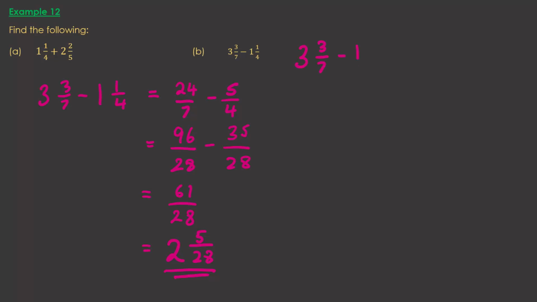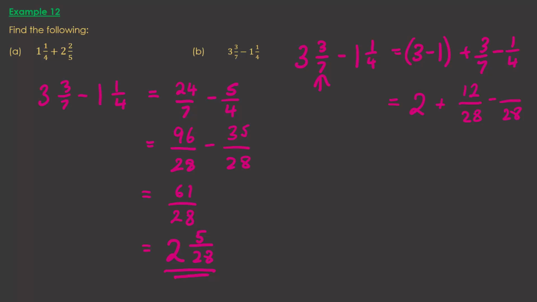3 3/7 take away 1 1/4. Well, we can start with doing the 3 take away 1 here. But then, because the 3/7 was part of this positive number, we have to add 3/7. And then because the quarter is part of this number that's being subtracted, we have to take away a quarter. So that's 2 plus, then the denominator is still going to be 28, 7 times 4. So we multiply this one by 4, do the same to the 3.